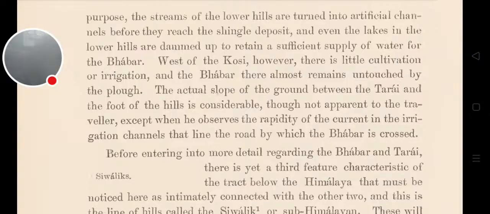The actual slope of the ground between the Tarai and the foot of the hills is considerable, though not apparent to the traveler, except when he observes the rapidity of the current in the irrigation channels that line the road by which the Bhabar is crossed.